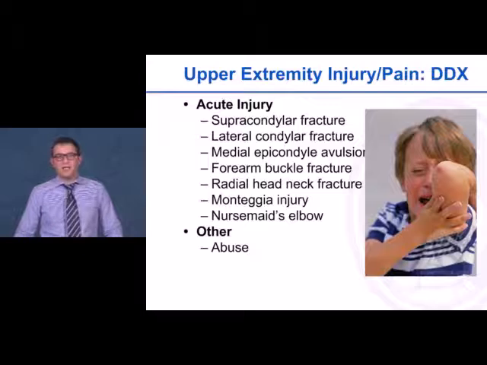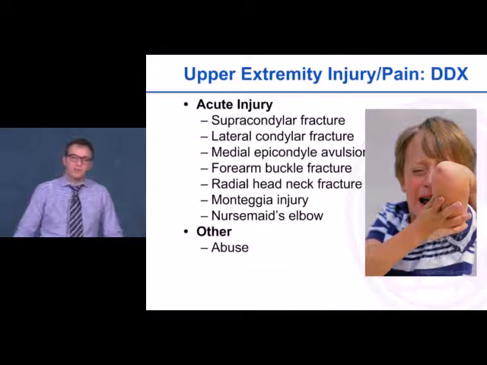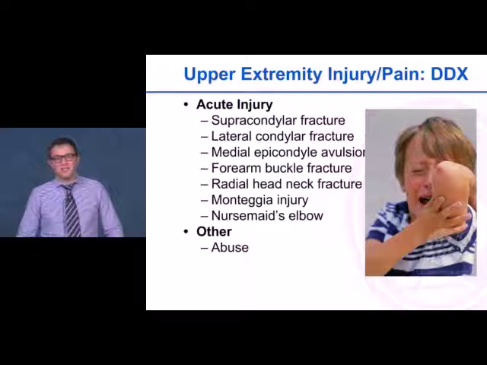But looking around the elbow in particular, acute injuries can be a supracondylar fracture, a lateral condylar fracture, a medial epicondyle fracture, a forearm fracture, a radial neck fracture, a Monteggia fracture, or a nursemaid's elbow. So the diagnosis is fairly extensive, and that's not even looking at shoulder injuries or the majority of wrist injuries. So these are the things to think about when a child presents to your clinic with a sore elbow.